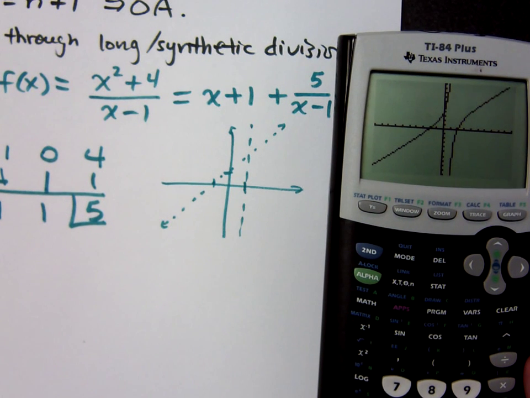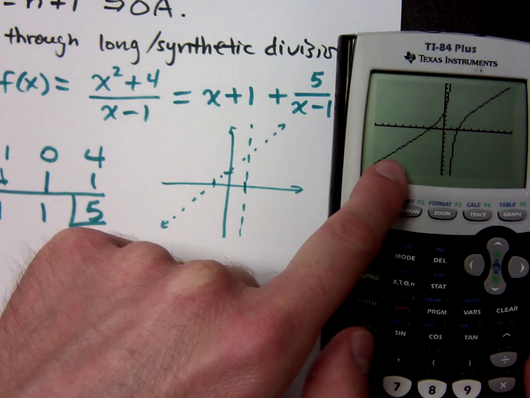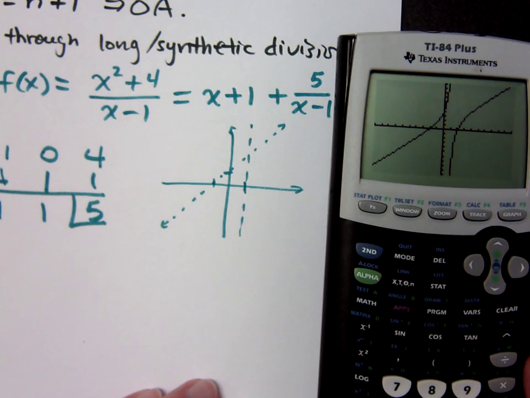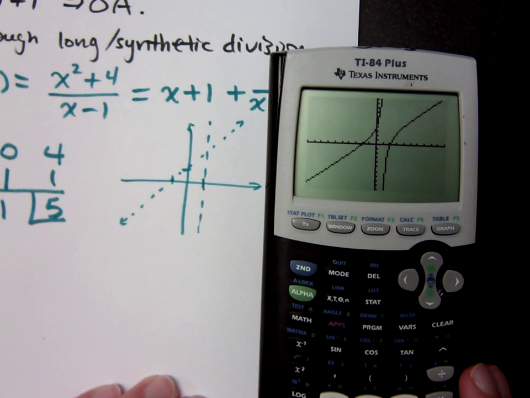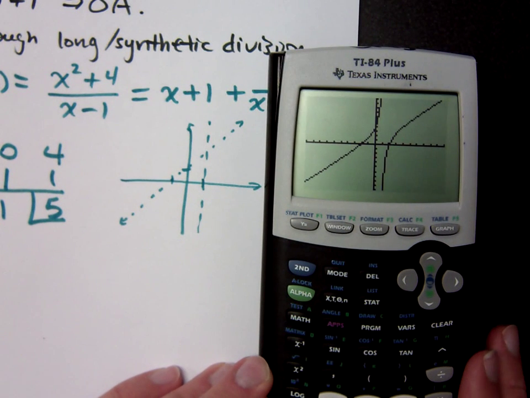Did you see that? When it started graphing, it looked like it was just drawn. So those dotted lines are your two asymptotes. One's the oblique, and the other one is the vertical. Right, exactly.